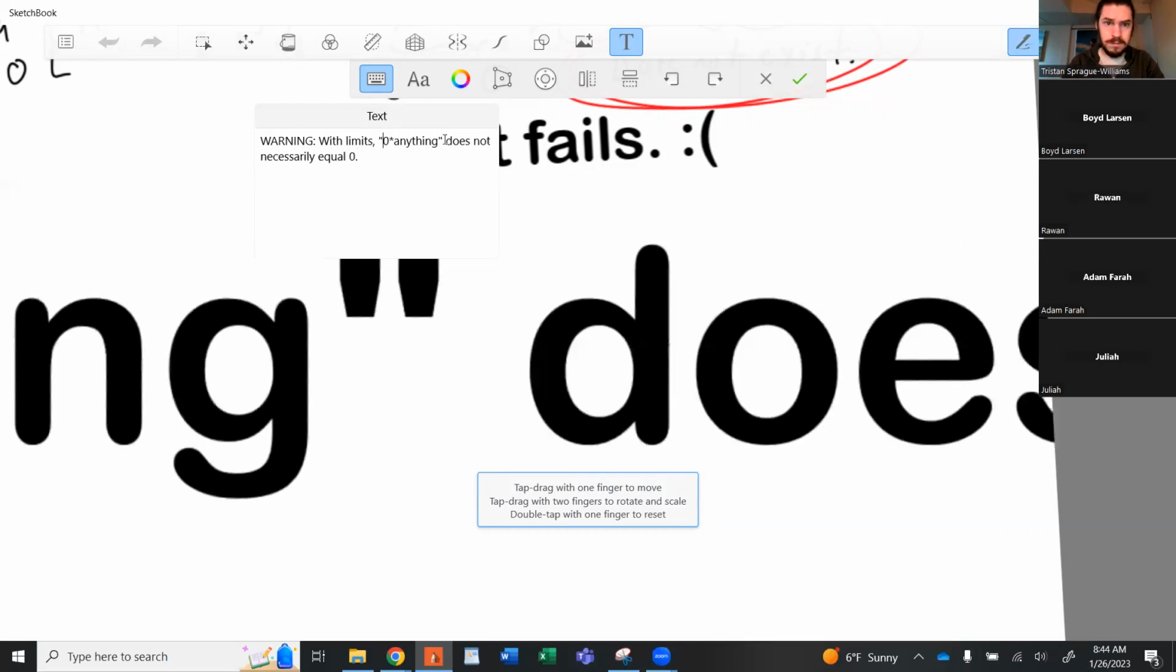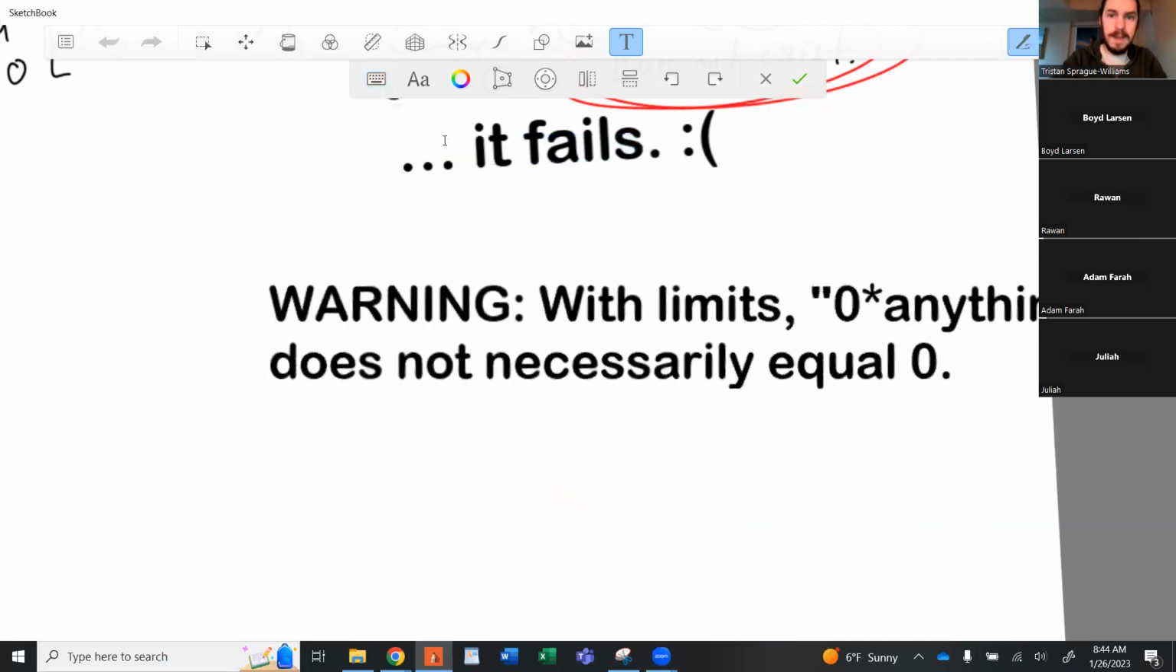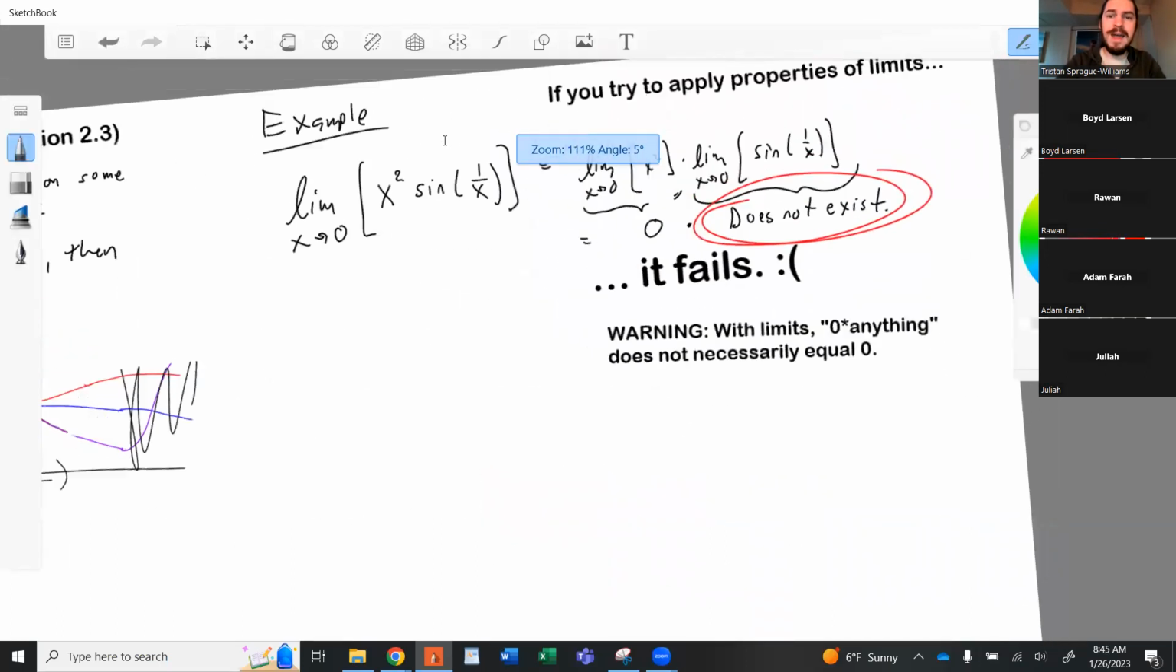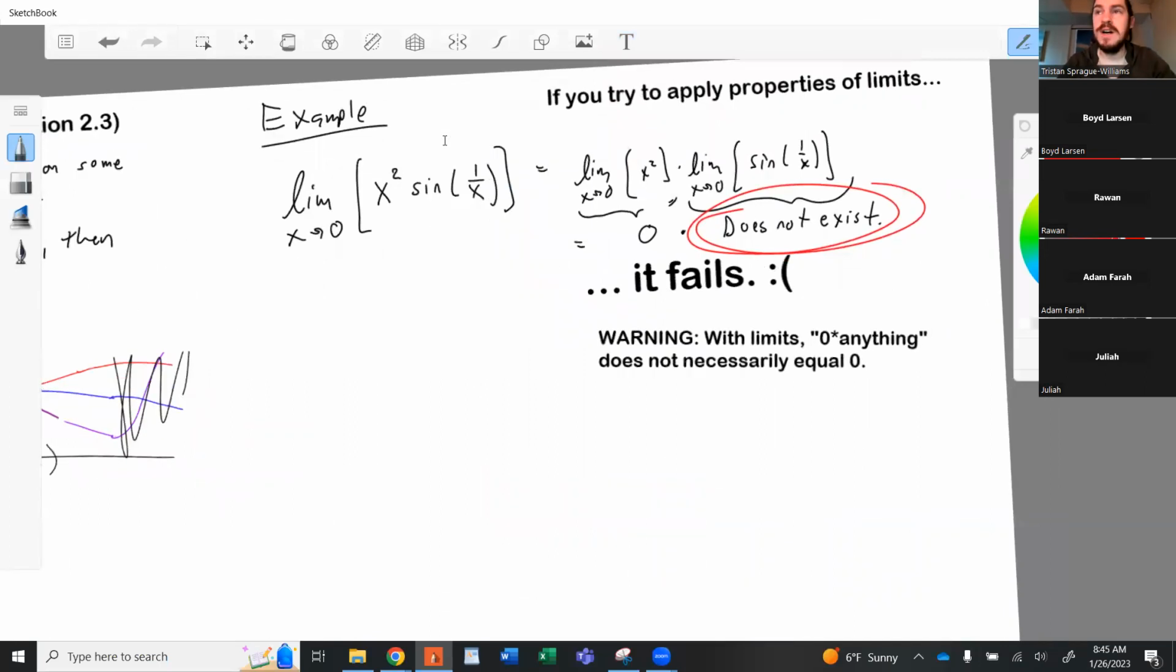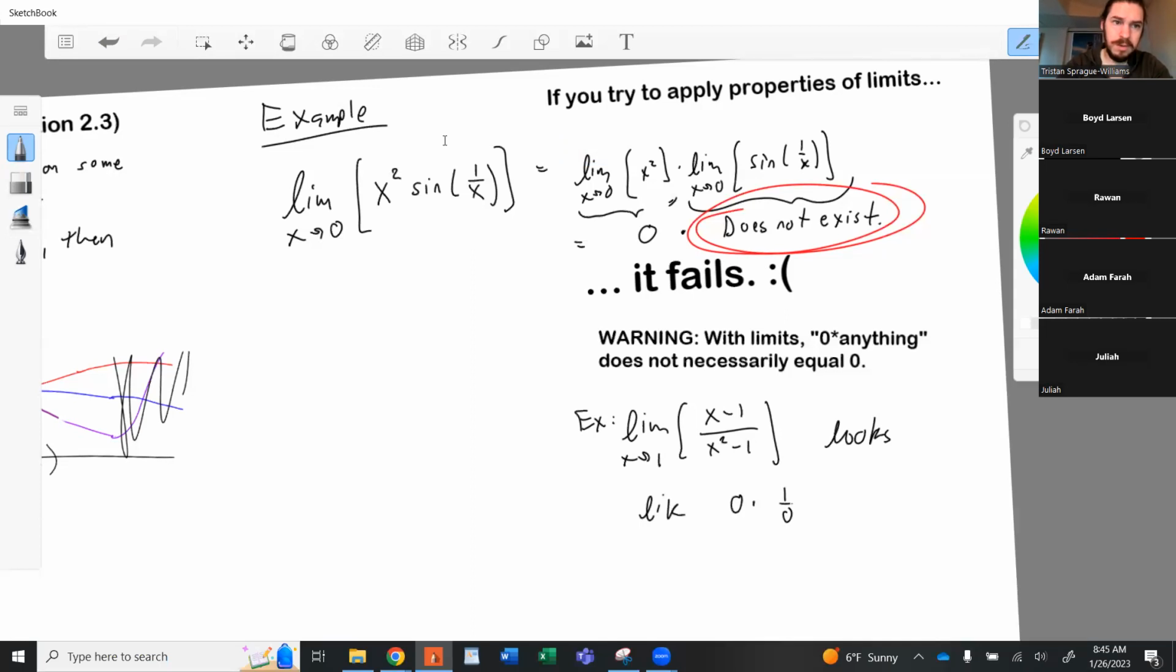It's mostly based on the equation, right? It depends a lot on the function that you're looking at. So an example of this is stuff like we've already seen. This is my go-to example here, with x approaching -1, it looks like 0 times 1/0, which does not exist, I guess.